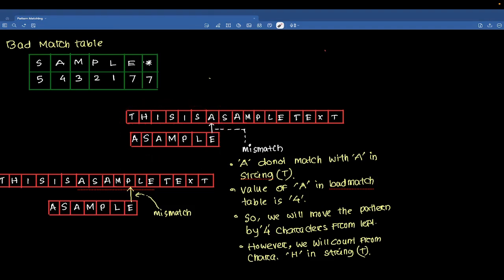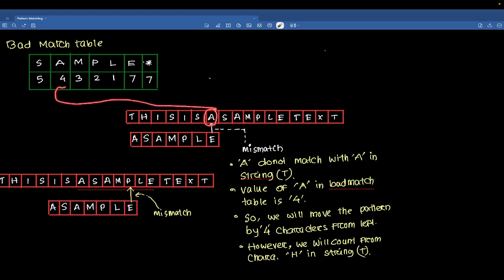Then we will compare from the right hand side. The A in the string is not matching with the pattern in the string. So since there is a mismatch, we will go to the bad match table.